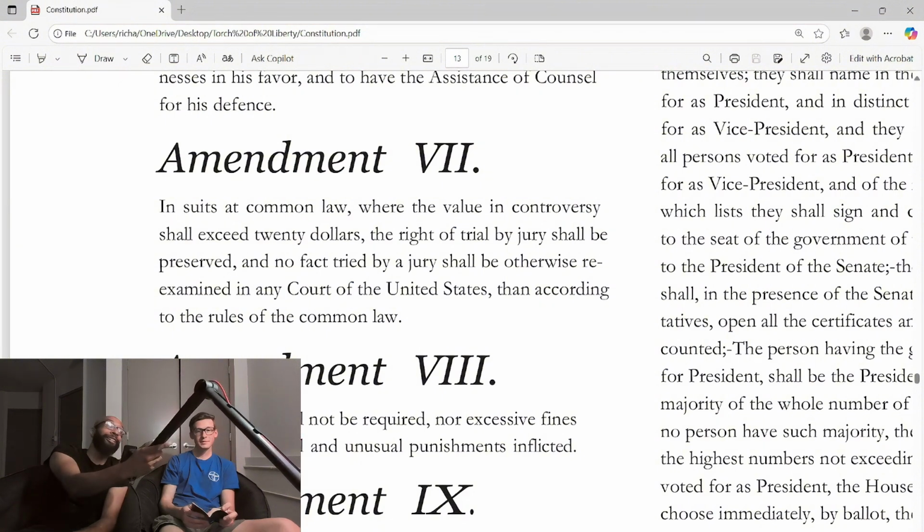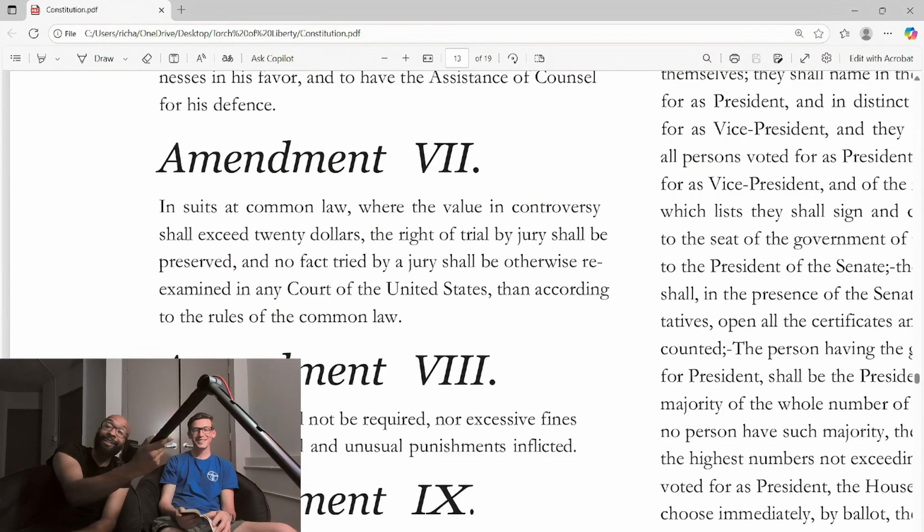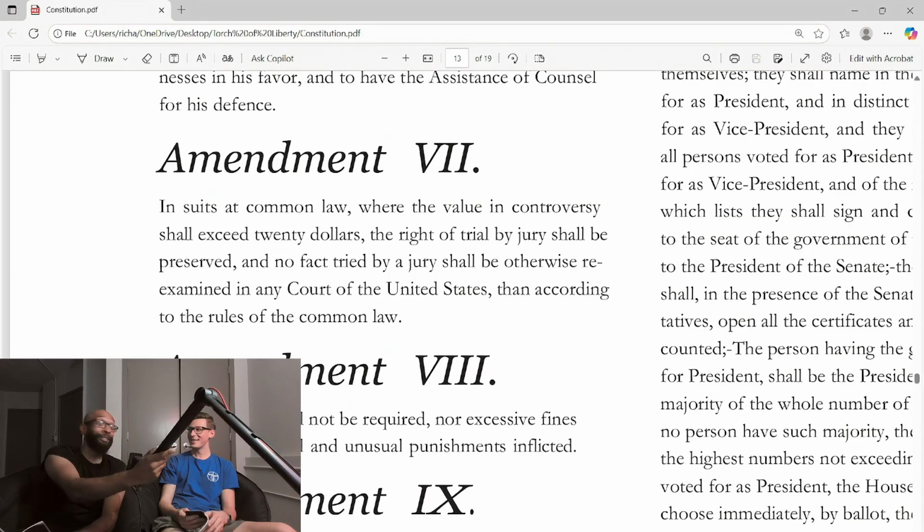What does that say? Common law. Huh? Did somebody say common law? I didn't. In the Constitution? So yeah, does it say rules of the commercial law? Does it say rules of the statutes and codes of the United States? And no.